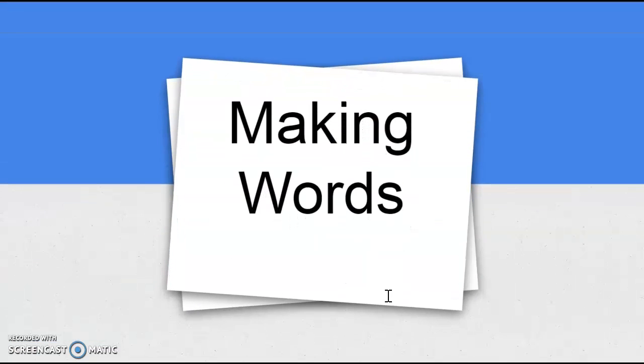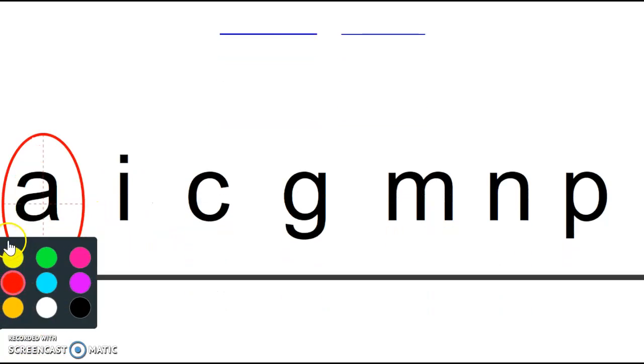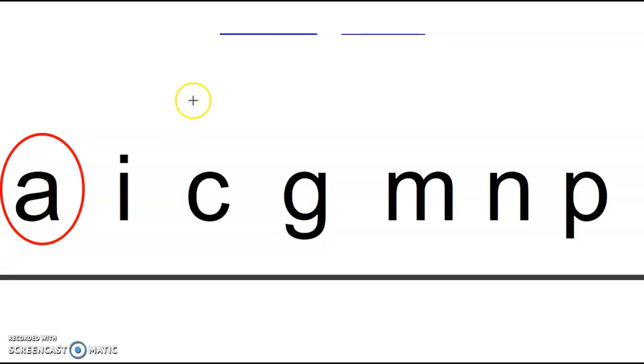Using the letters that we reviewed just now, we will be making words. Our first word has 2 letters. Our first letter makes the A sound. Can you remember which letter makes the A sound? If you chose the letter A, you are correct.